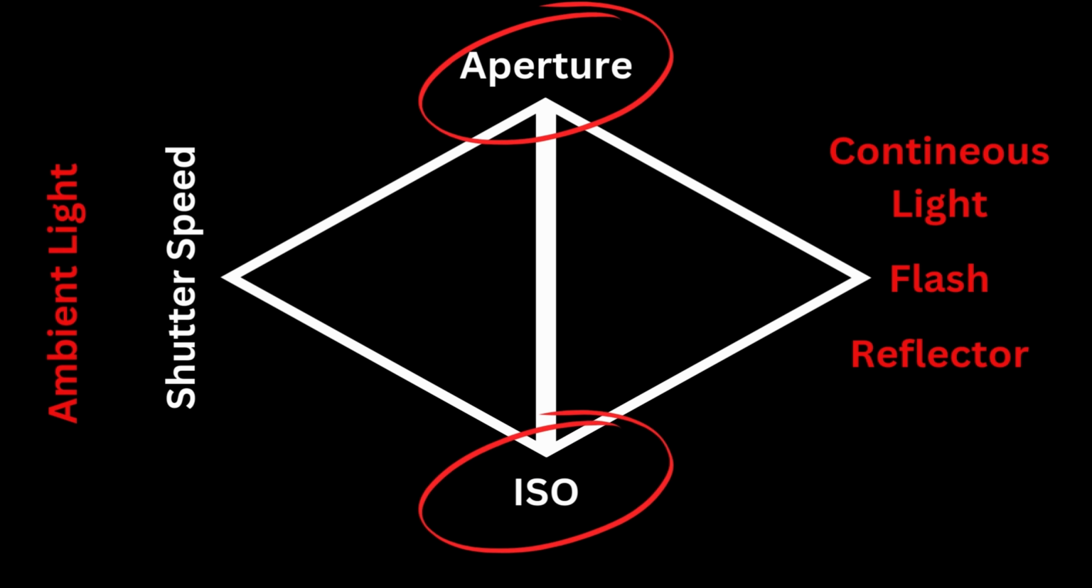Both triangles share two key settings, ISO and aperture. These two control the ambient light and also the flash exposure. So we set them and leave them unchanged. To control each exposure separately, we can change the shutter speed to control the exposure of the ambient light, and to control the exposure of the flash or continuous light or any kind of light source, we have to change the intensity.